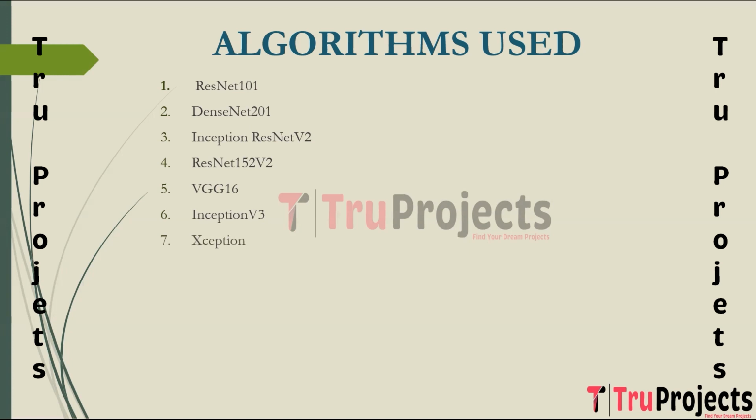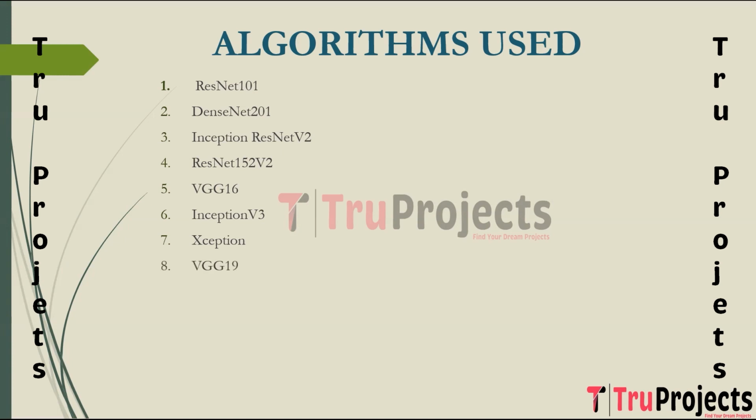Coming to Xception, it is an extension of Inception architecture known for its depth-wise separable convolutions. It separates the spatial and channel-wise convolutions, reducing the number of parameters. It is utilized for its efficiency in learning hierarchical features and reducing computational complexity, making it suitable for resource-constrained environments.